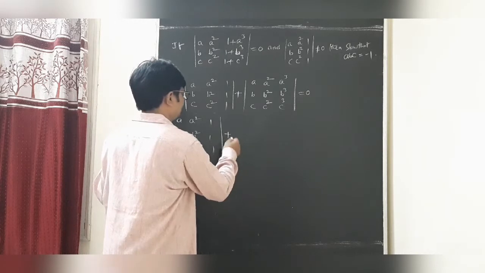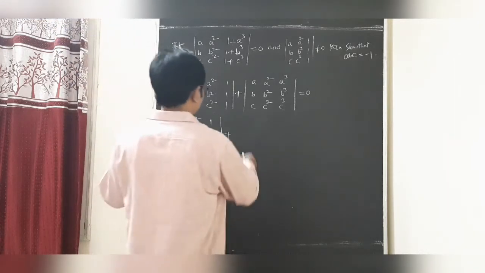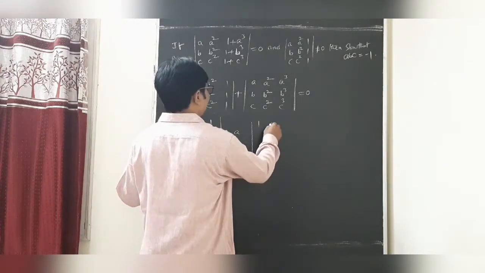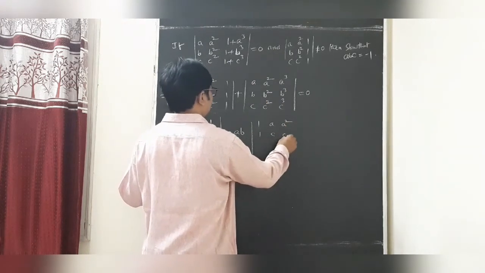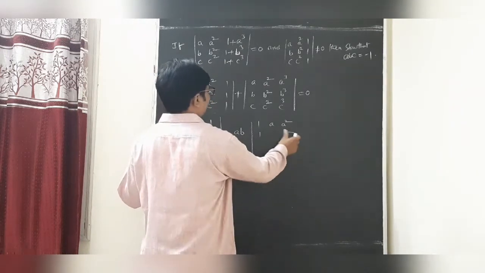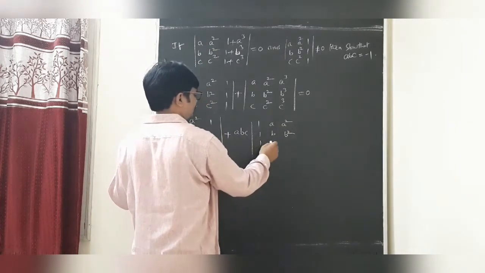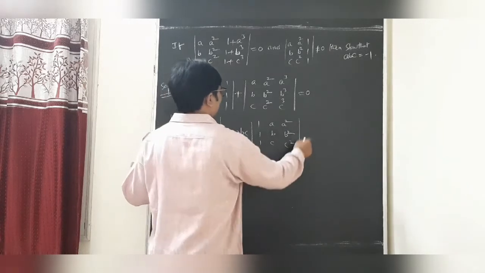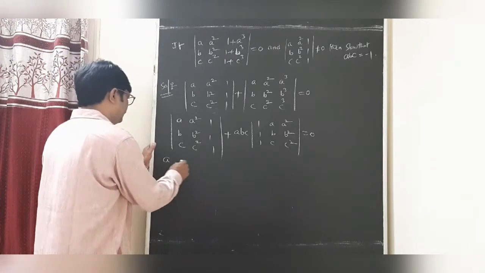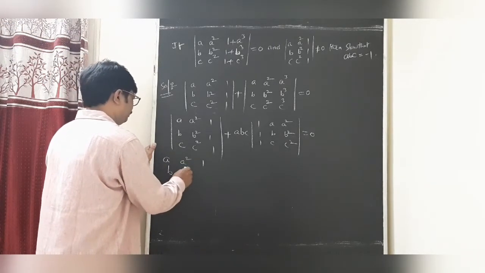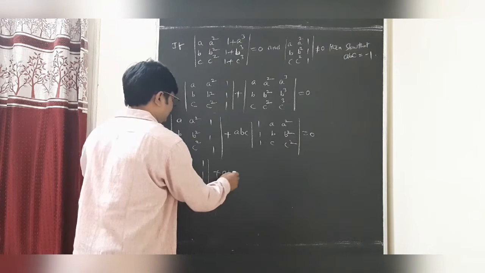My dear students, what is the common in the first row? a. That is 1, a square. What is the common in the second row? b, 1, b square. What is the common in the third row? c, that is 1, c square. My dear students, here what we observe is a square 1, b square 1, c square 1. Then this is abc.